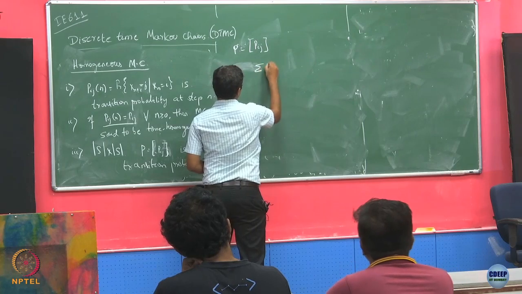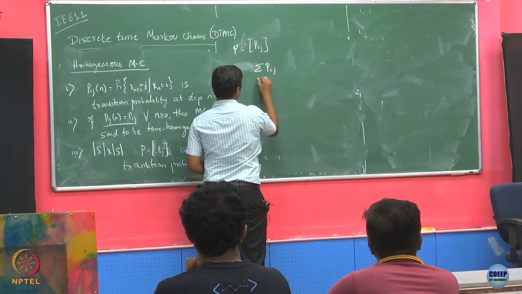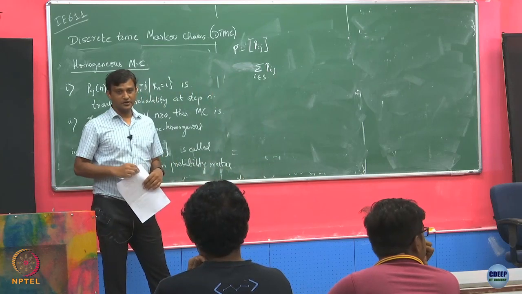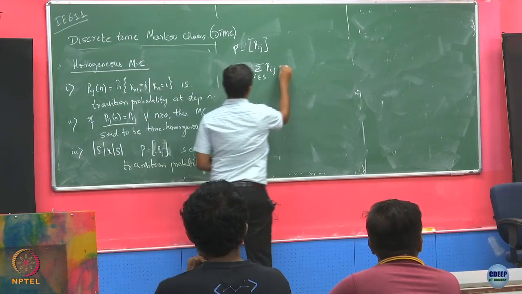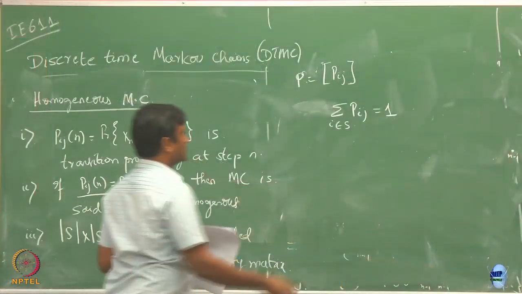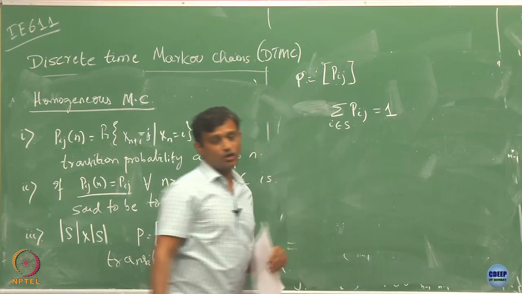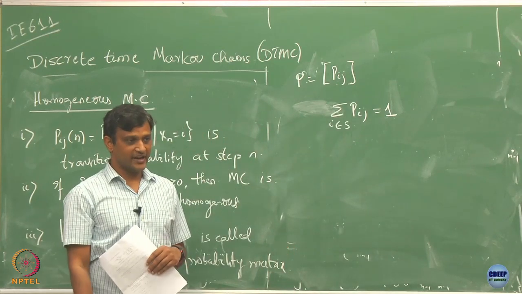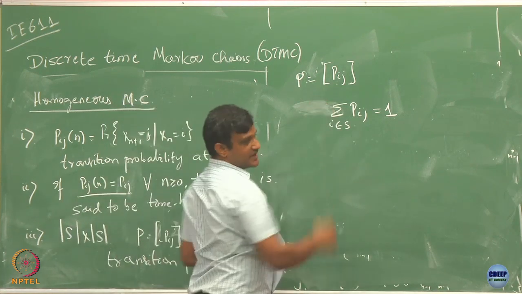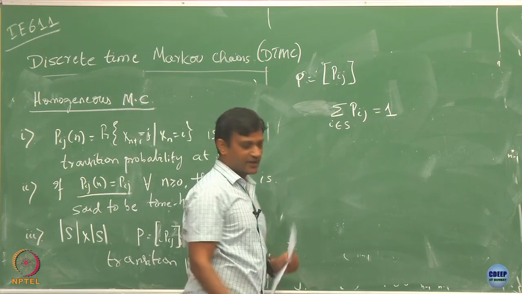Now let me take one row, the ith row, and add all the elements in that. What is this going to sum to? 1. And of course, all these elements are going to be non-negative. Pij's are not going to be negative because they are all probabilities. So such a matrix P is called a stochastic matrix.